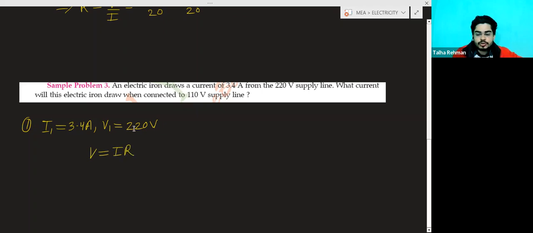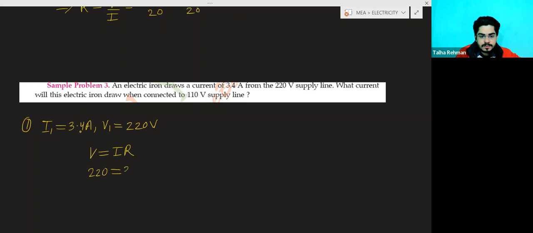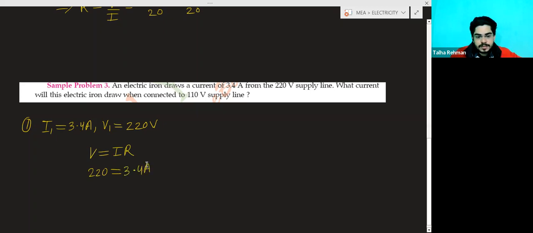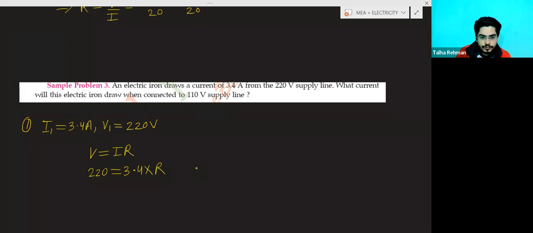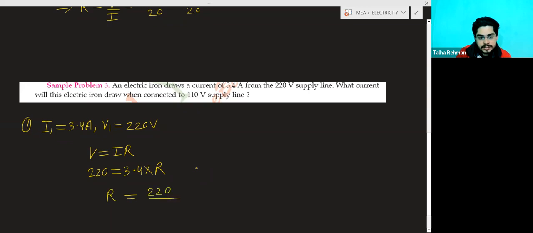So apply V is equal to IR. Now what is V? 220 volt. What is I? 3.4 ampere. And suppose R is the resistance of the electrical iron. So from here you will get R equal to 220 divided by 3.4 ohm. This will be the resistance of the electrical iron.